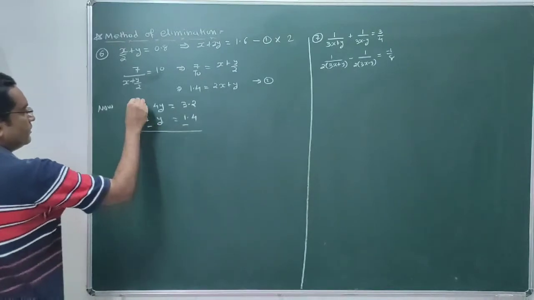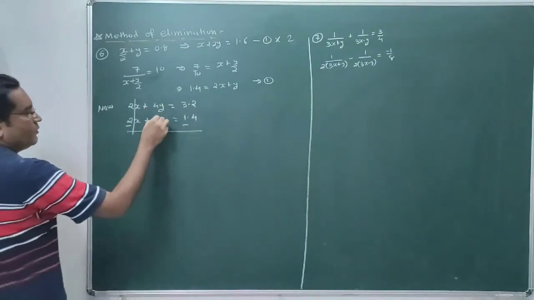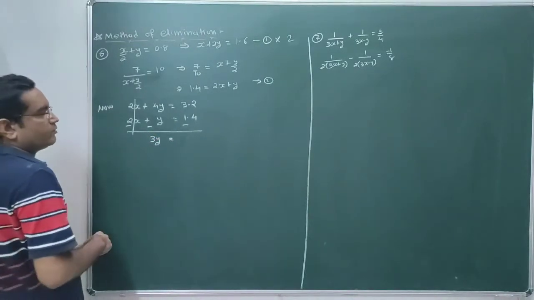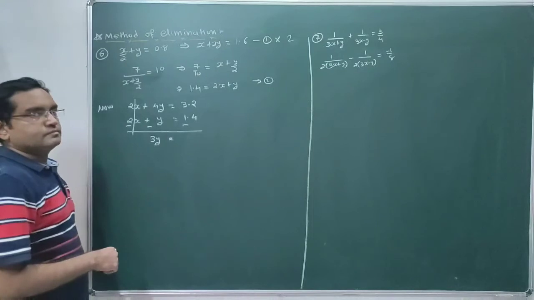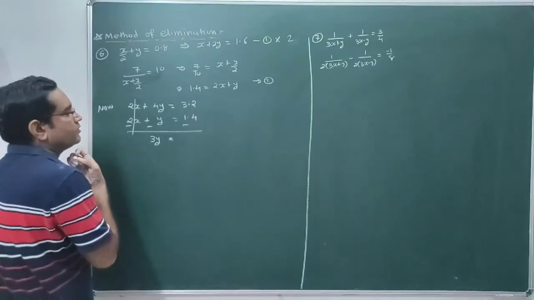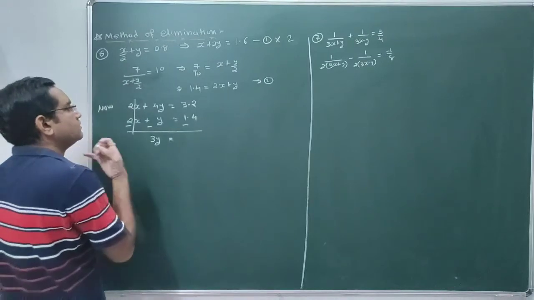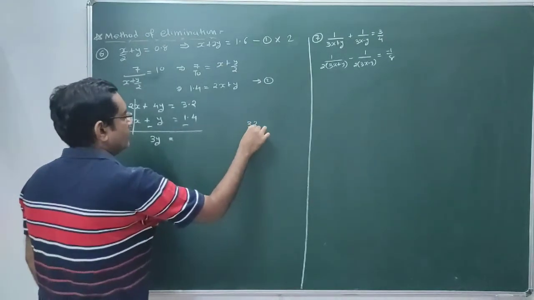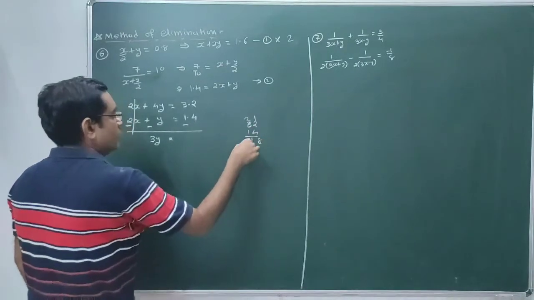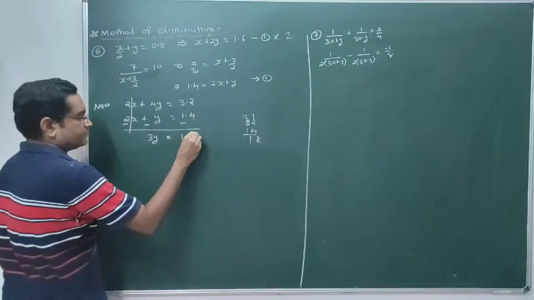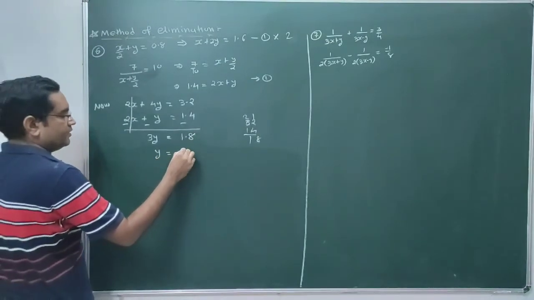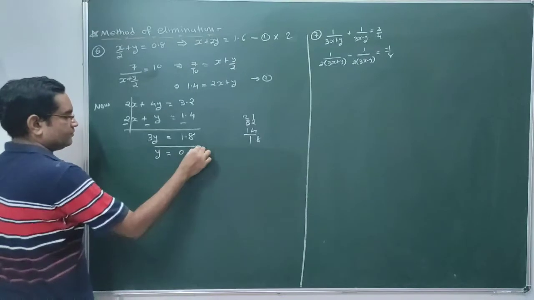Minus, minus, minus, it will be cut. 4y minus y is equal to 3y. 3.2 minus 1.4, what will it be? Make it 1.8. Whenever there is confusion, do that. Yes, 1.8. Therefore, we are getting y equal to 1.8 by 3, so 0.6.